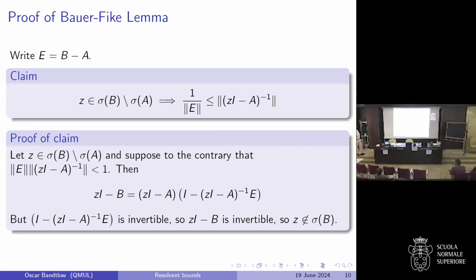And now this assumption here kicks in. If this guy over here has norm less than 1, then by Neumann's estimate, this guy, 1 minus (zI minus A) inverse E, is invertible. So this guy over here is invertible, but this guy is also invertible. So zI minus B must be invertible. So z must be in the resolvent set of B, and hence cannot be in the spectrum of B, which is the desired contradiction. Okay. And if you look at this, this is more or less the same as the proof that Isaiah gave yesterday, for a slightly different setup.